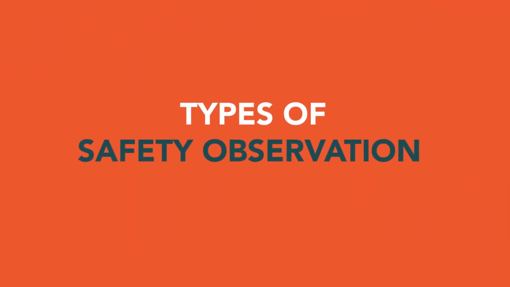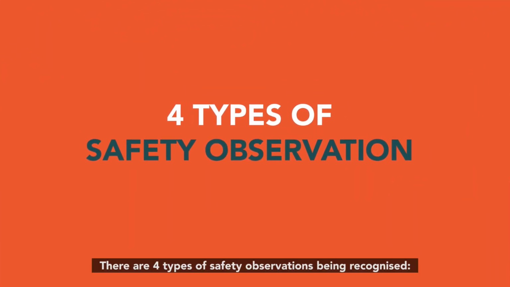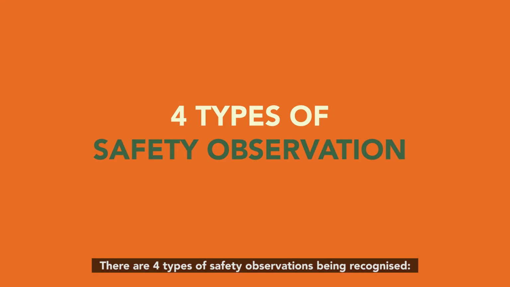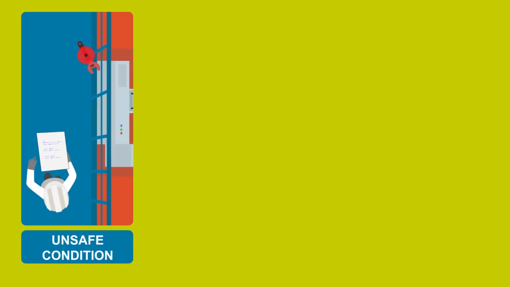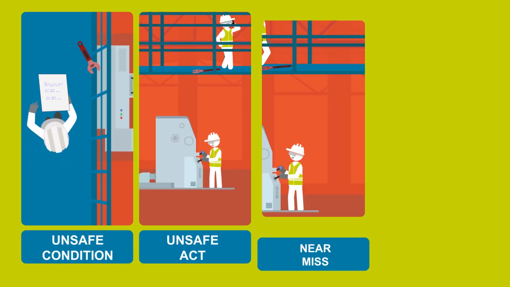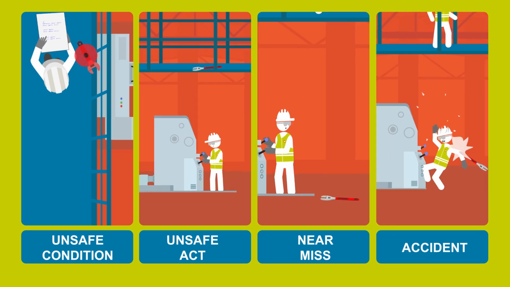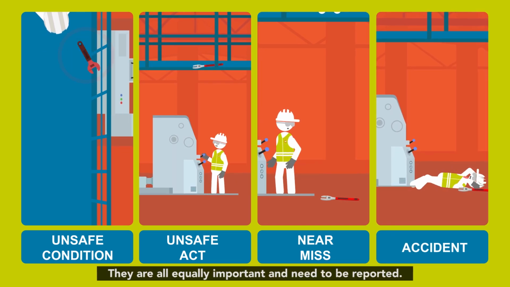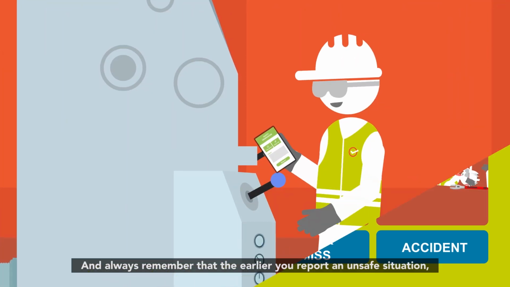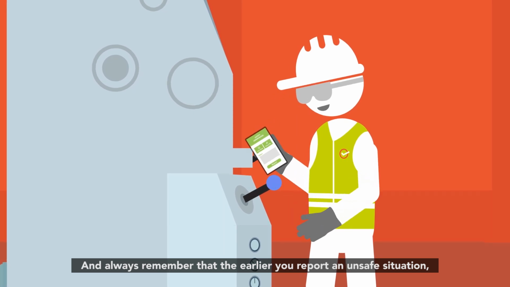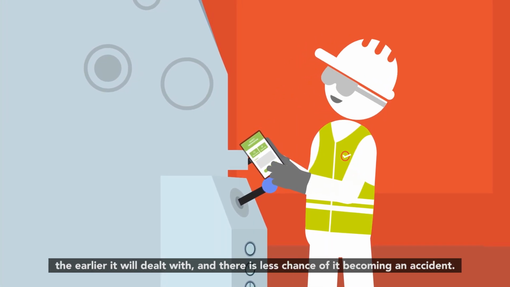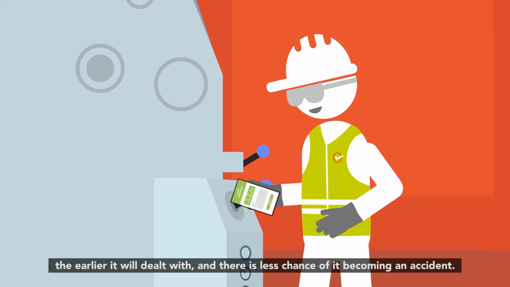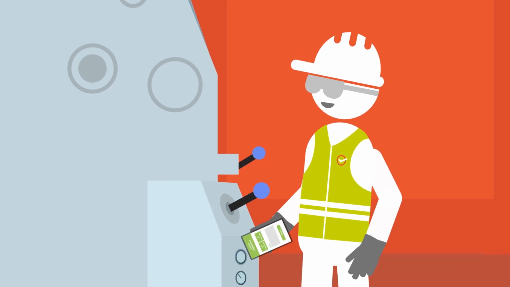Types of safety observation. There are 4 types of safety observations being recognized: unsafe condition, unsafe act, near miss, accident. They are all equally important and need to be reported. And always remember that the earlier you report an unsafe situation, the earlier it will be dealt with, and there is less chance of it becoming an accident.